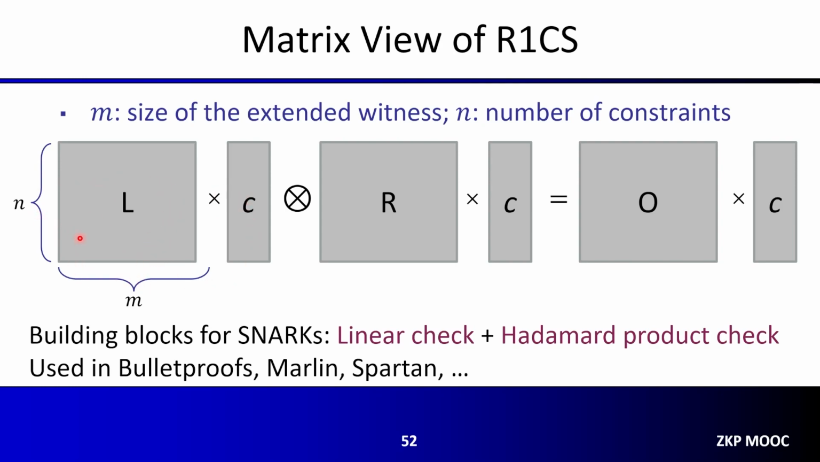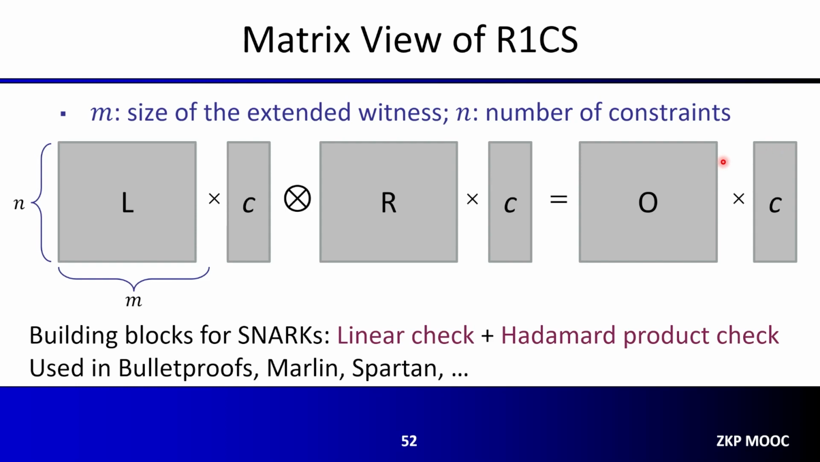This can be done by a matrix-vector multiplication. The matrix has dimension n by m, where m is the same as the size of C. So you're computing the inner product between each row and this vector. That's essentially selecting values from this extended witness and multiplying by public constants, and you do it n times for n constraints. Similarly, we compute R times C for another public matrix and O times C for the output matrix. The results of these three computations are three vectors of size n each. Finally, we check that the first vector times the second vector, element-wise, equals the third vector. That is the matrix view of R1CS.